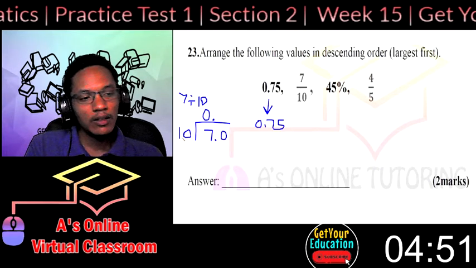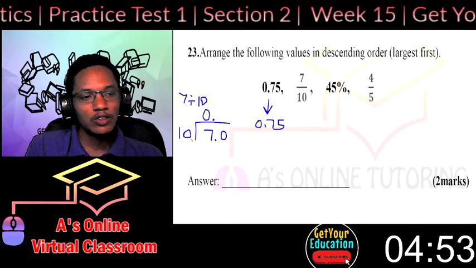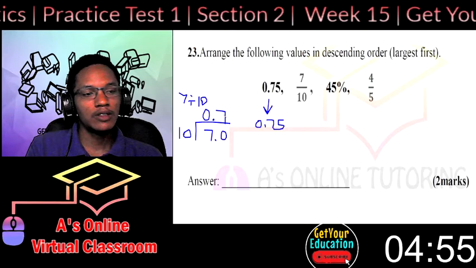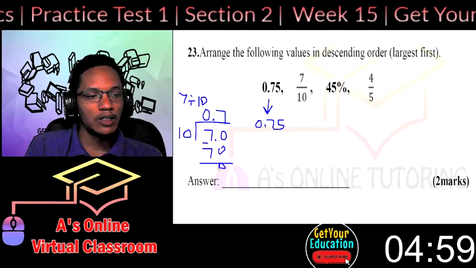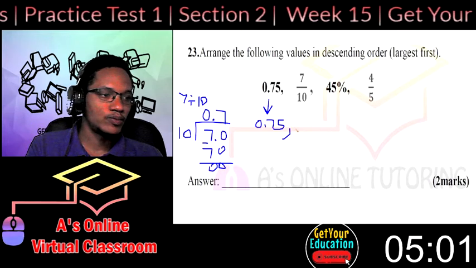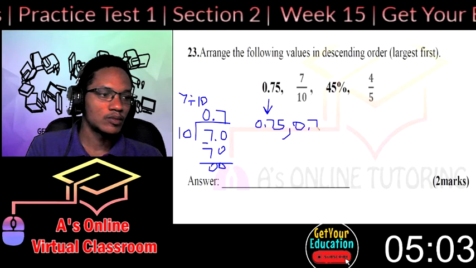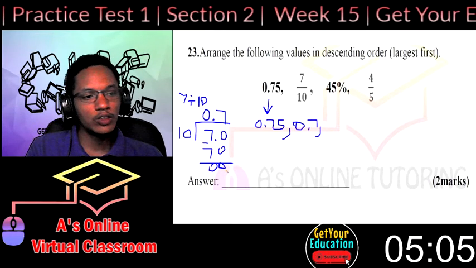So 10 now will go into 70. So 10 into 70 is 7. 10 sevens are 70. So that is 0.7. No remainder, so we stop.